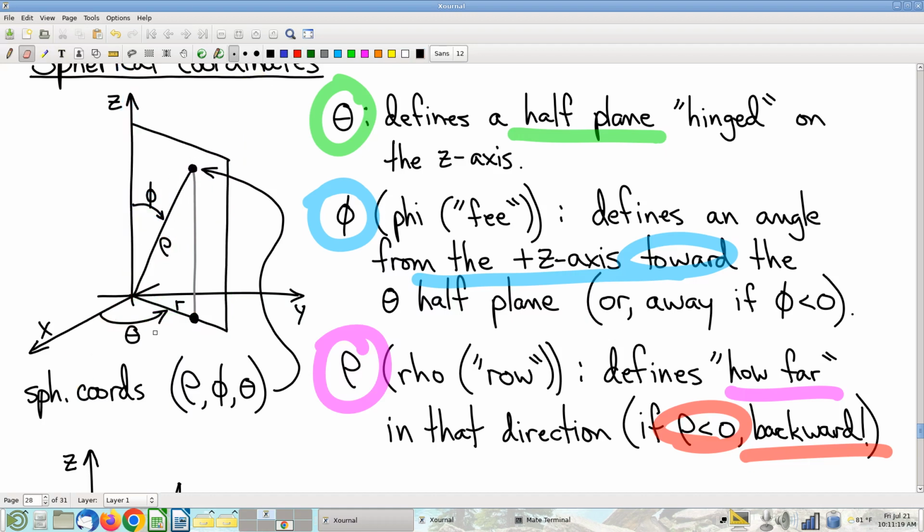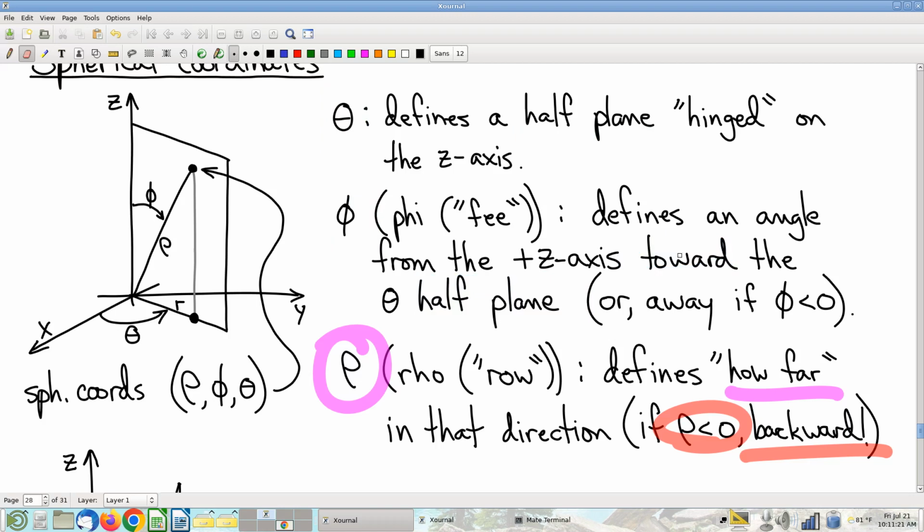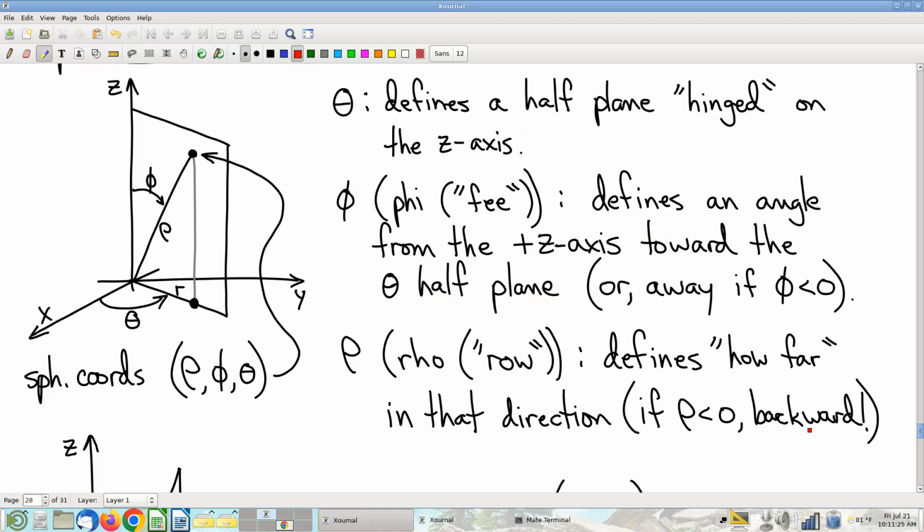Okay, so that's how we define these coordinates. And let's do a little bit of geometry on this picture. Now, you'll notice in this picture, we have a triangle that makes an appearance. Let's see, I'll tell you what, I'm going to do this in yellow.